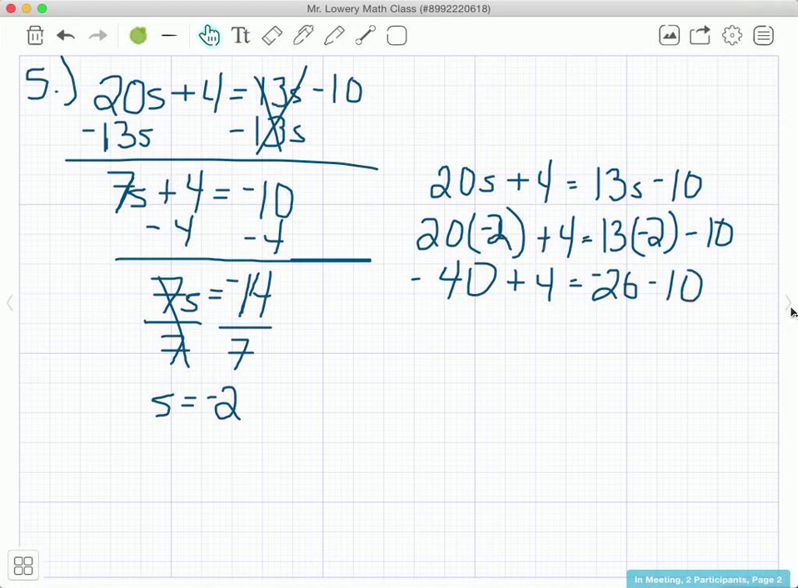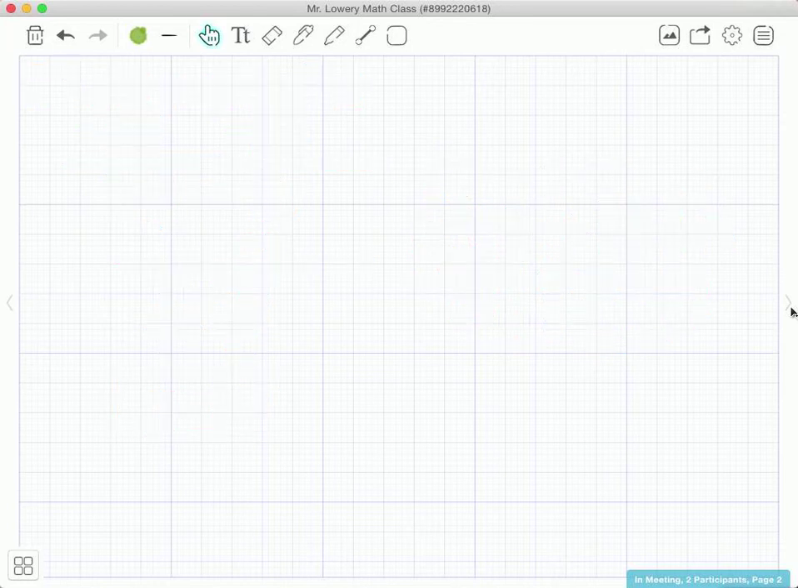Negative 40 plus 4 would be negative 36, and negative 26 minus 10 would also be negative 36. So this checks out, and we're pretty confident that s equal to negative 2 is the correct answer to this one. Alright, so I'll clear this one out and we'll move on to the word problems real quick.